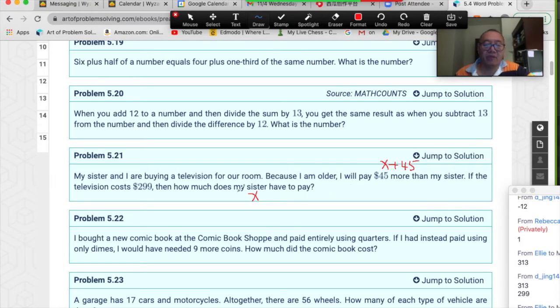Then the TV costs $299. So what I pay added to what my sister pays, added together, should equal $299. So that means my sister's payment plus my payment. First one is my sister's payment. Second one is my payment. Added together equals $299. Then you solve this equation. Say, what is x?